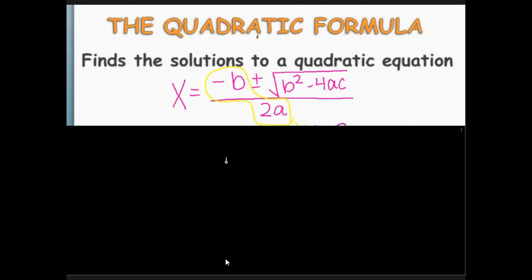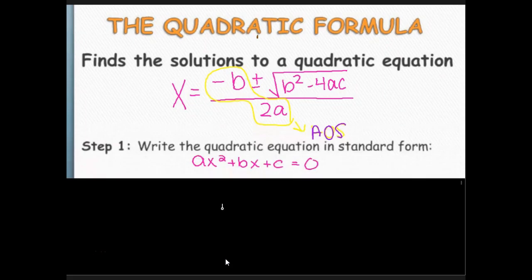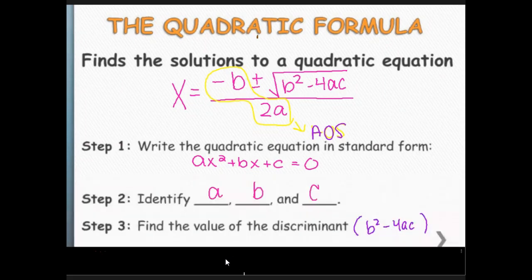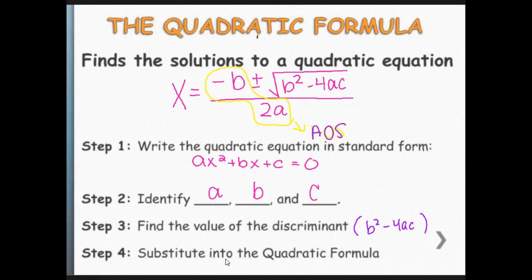You can only apply the quadratic formula if you first set the quadratic equation equal to 0. So first you have to set that quadratic equation equal to 0. Then we have to identify our a, b, and c values. And then we plug into the discriminant. The discriminant will tell me the number and type. And then we plug into the quadratic formula and get our answer.